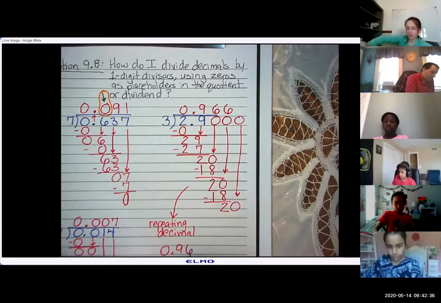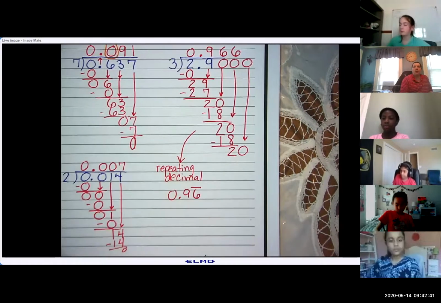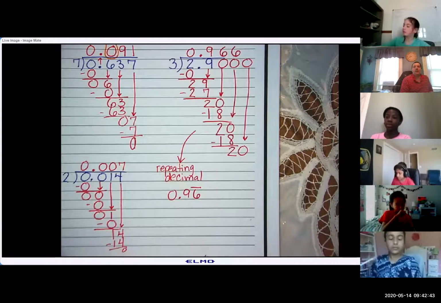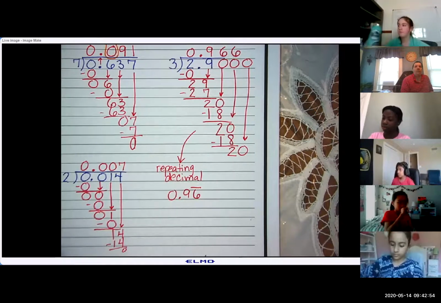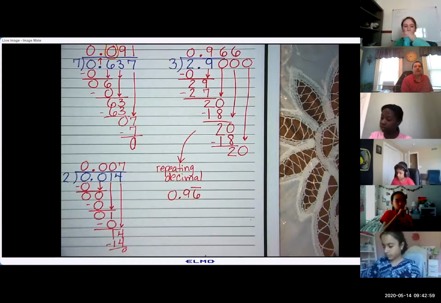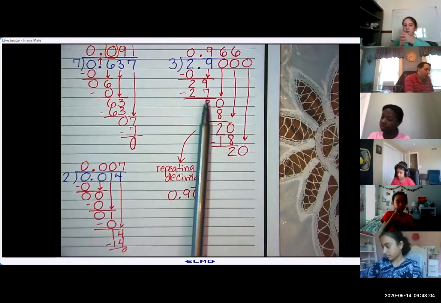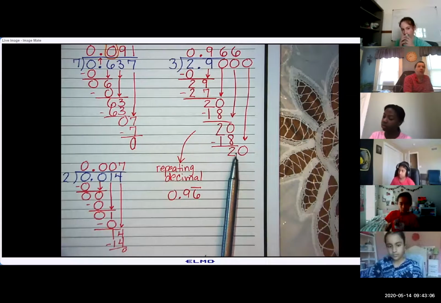You should remember that. Do you remember that little symbol we put over there, the line? That's math language for the 6 will keep repeating over and over. How do you know if it's going to keep repeating? The rule is you look for 3 or more times. So here I had 1, 2, 3 20s, and it was going to keep repeating over and over again.